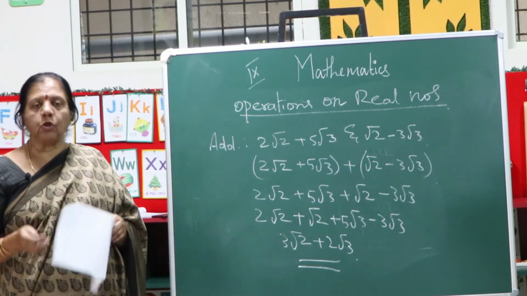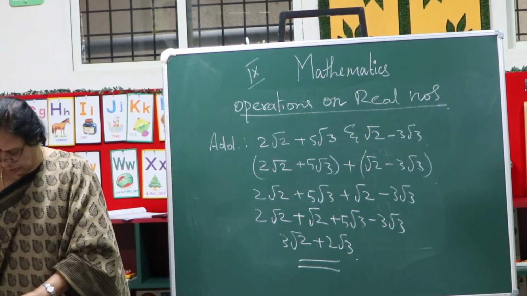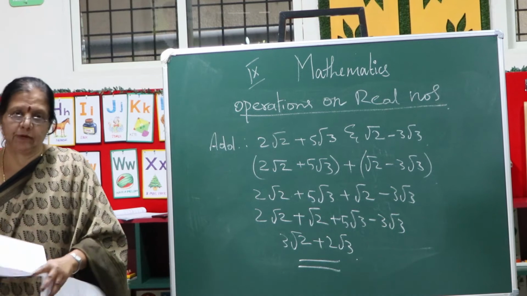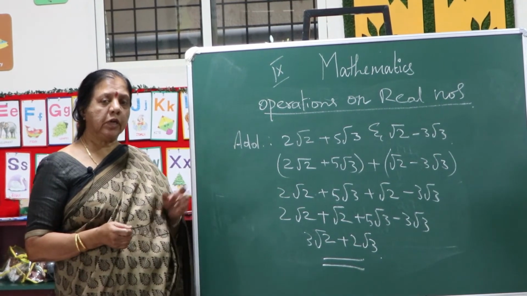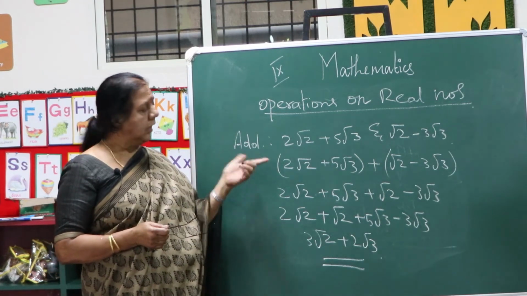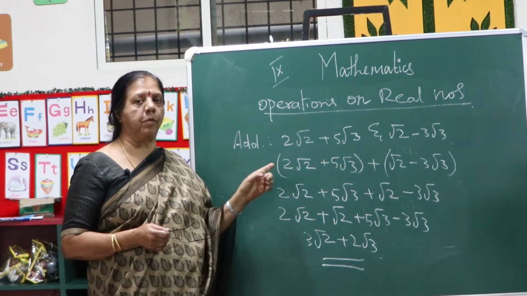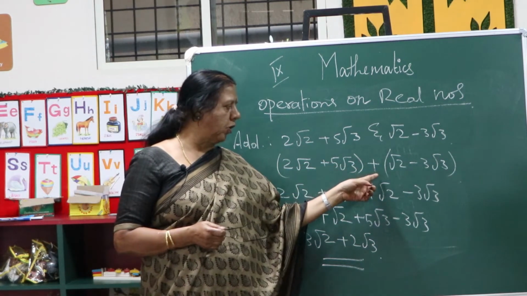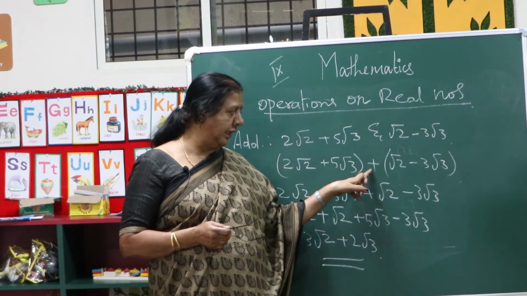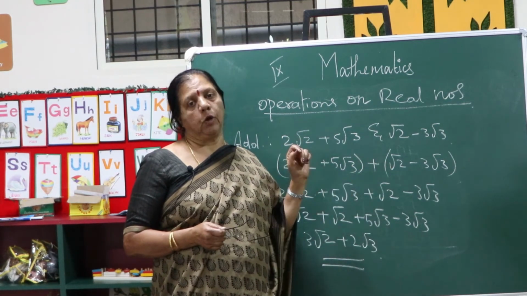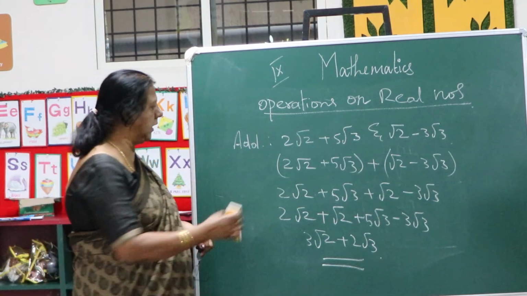Okay, children. Some more examples are given in your textbook. Children, this is the way of addition. See, now like terms you come to know, how to do addition, and how to remove the bracket. You have to multiply by the sign and remove the bracket, no problem at all. Okay, so now let us pass on to multiplication.